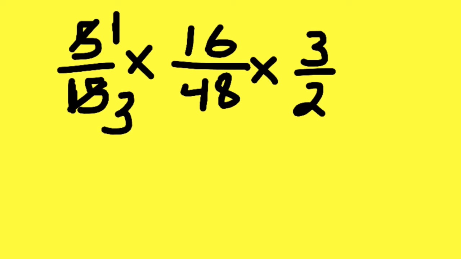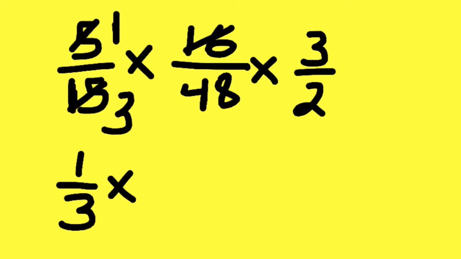Now let's see what else I have. So right now I have 1/3 times 16 over 48. If you're not entirely sure, basically 48 is a multiple of 16. But if you're still not sure about that, what you can do is that 16 is a multiple of 2 and 48 is a multiple of 2. So you can cancel by 2's. So 16 divided by 2 is 8. And then 48 divided by 2 is 24.